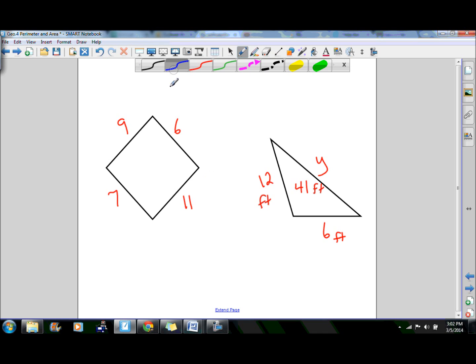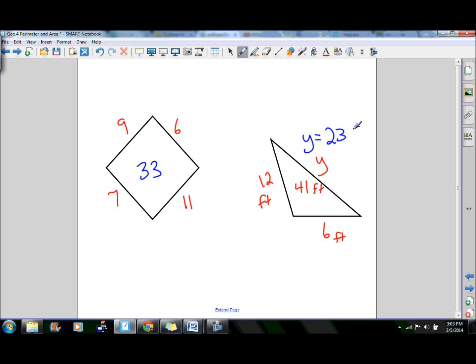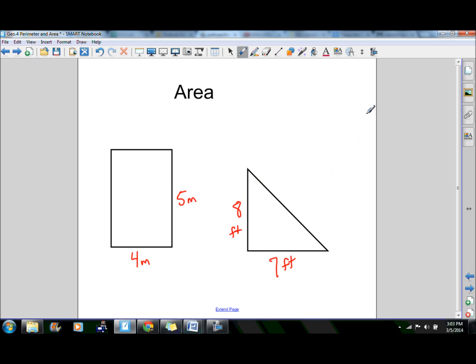So this one on the left here, 9 plus 7 is 16, plus 11 is 27, plus 6 would be 33 for the perimeter. Finally, on this one, y would have to be 23 feet to make 41 the perimeter on this figure. If you have any questions, like always, make sure you're asking me.